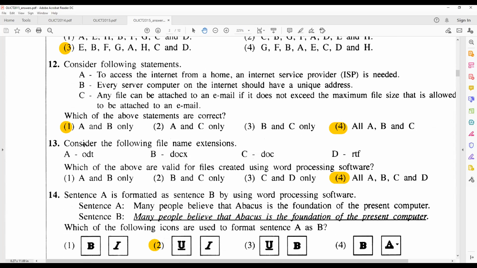Question number 12. What are the things you need to access the internet, right? Can you just type it and send it to me? What are the things you need to connect to the internet? So you need a device, a modem or router, an internet connection, and an internet service provider to connect to the internet.